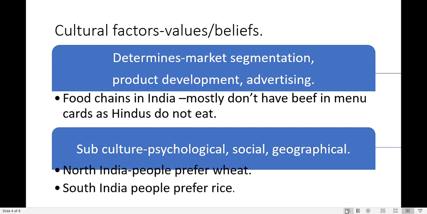The cultural factors determine the values or the belief system. So when you talk about culture, the culture of a person helps in determining market segmentation. How am I going to develop a product? When we talk about market segmentation, is my market going to be a homogeneous product market, or is it going to be heterogeneous? How am I going to develop my product? Who are my end consumers?